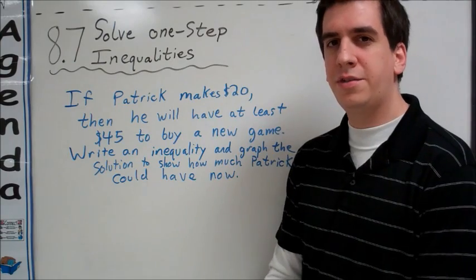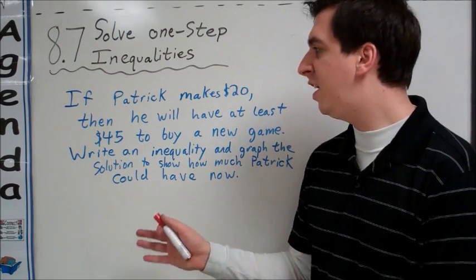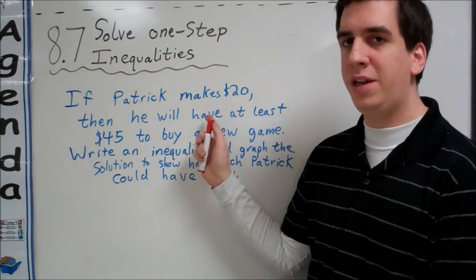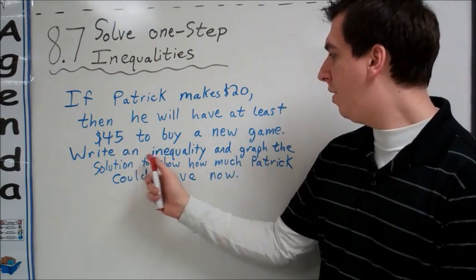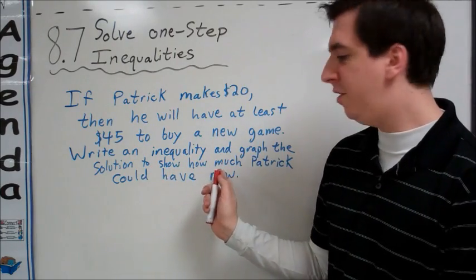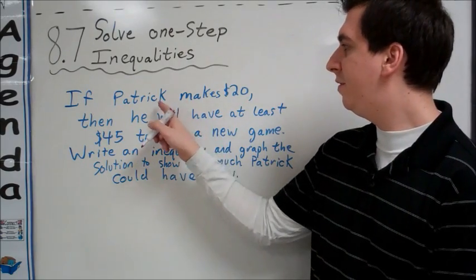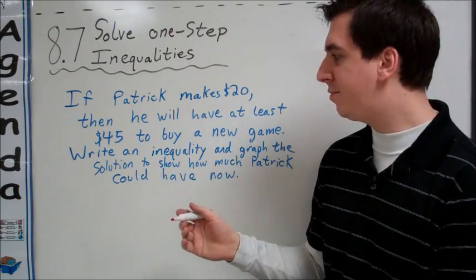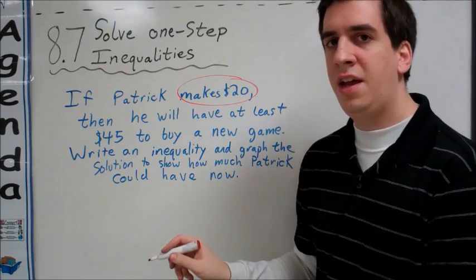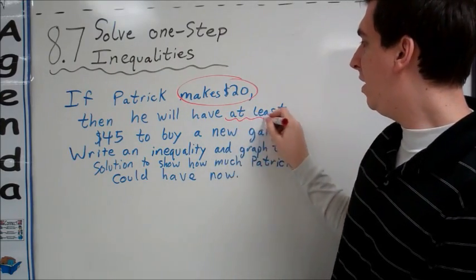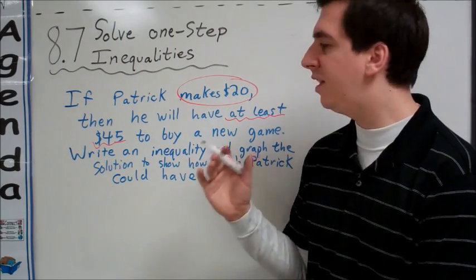Alright, next we're going to look at this word problem to try to find out how do we write an inequality based on words. If Patrick makes $20, then he will have at least $45 to buy a new game. Write an inequality and graph the solution to show how much Patrick could have now. Let's think about this. If Patrick makes $20, so we don't know how much he has right now. So something about making $20, and our other piece of information here is at least 45. Think about the symbols and what symbol could mean at least.